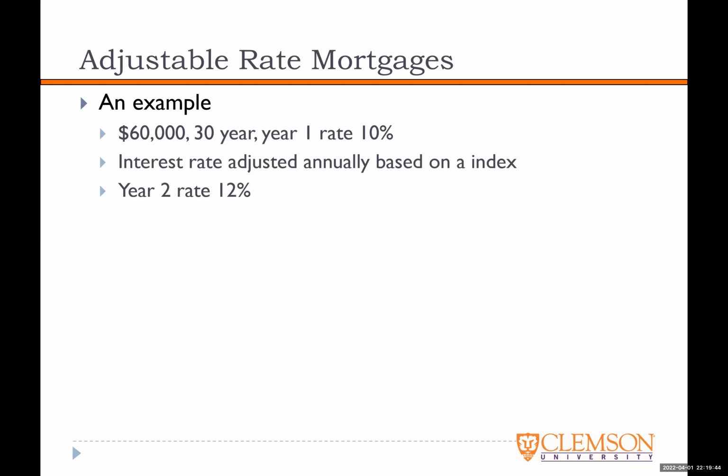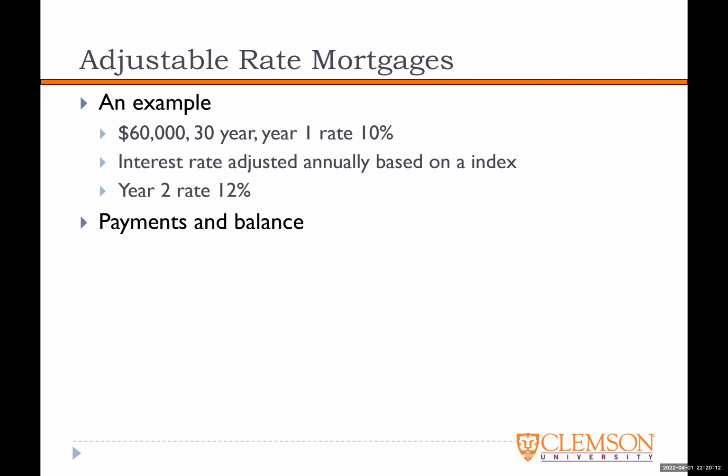In this example, we get an adjustable rate loan for $60,000. The loan will mature in 30 years. The year one's interest rate is 10%. Now we know that the interest rate of this loan would adjust every year based on the index. In year two, the annual interest rate is 12%.